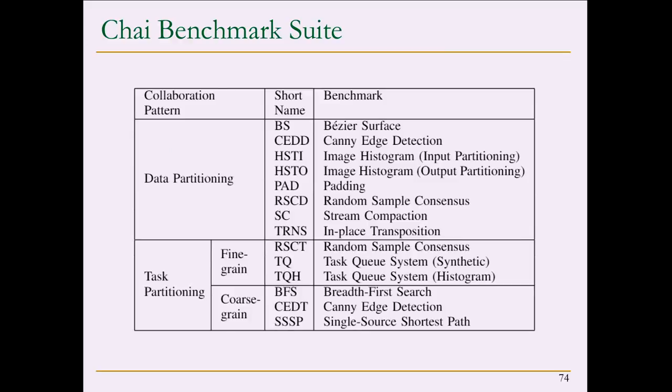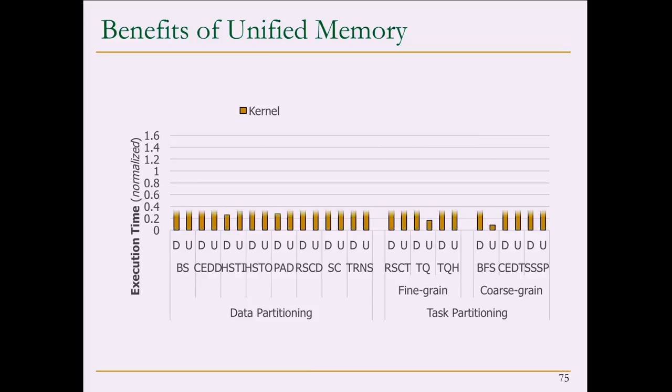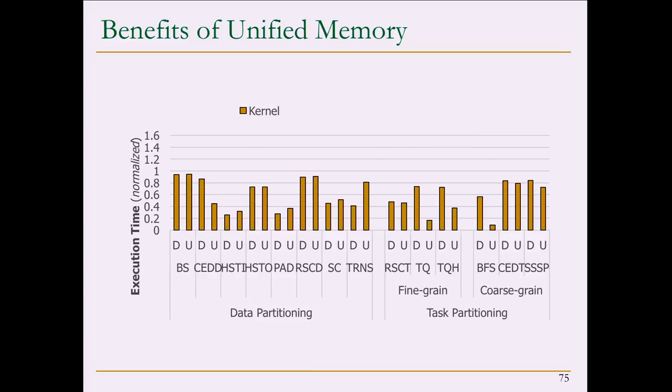And I just want to show you some results on the AMD Kaveri for these codes, the data partitioning, fine-grained, and coarse-grained task partitioning. You see that we are comparing the discrete version, which uses the traditional way of collaborating, with the unified version. This is a version that uses unified memory. In most of the cases, you see that the kernel execution time is very similar, especially in these data partitioning benchmarks, because in the end, the amount of computation that you're doing is the same.